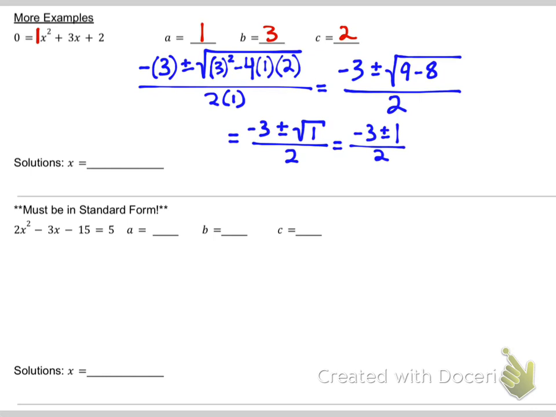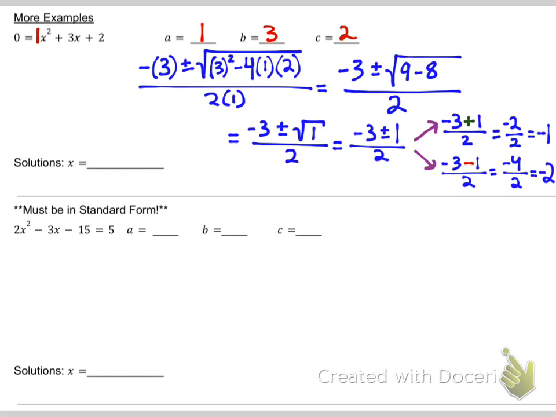At this point, since I was able to take the square root, I'm going to write down both of these solutions. So one solution is negative 3 plus 1 over 2, and the other solution is negative 3 minus 1 over 2. So we simplify that: negative 2 over 2 is negative 1, and negative 4 over 2 is negative 2. Notice that these two solutions are the same as the example on the front.